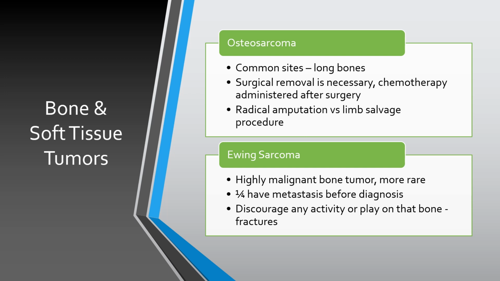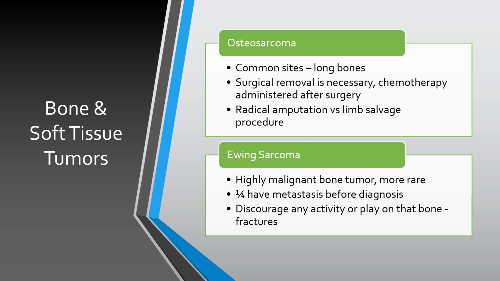Some bone and soft tissue tumors. These are less common than other cancers. Osteosarcoma: common site is in the long bones. Usually we have to surgically remove that. Chemotherapy after surgery. Radical amputation is that amputation of the entire extremity or the entire affected bone, versus limb salvage, which is just trying to remove the affected portion of the bone and replacing it with a cadaver bone.